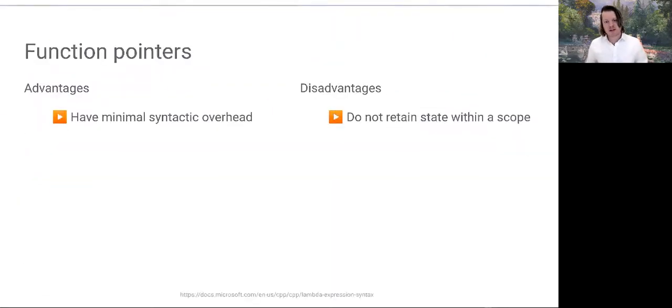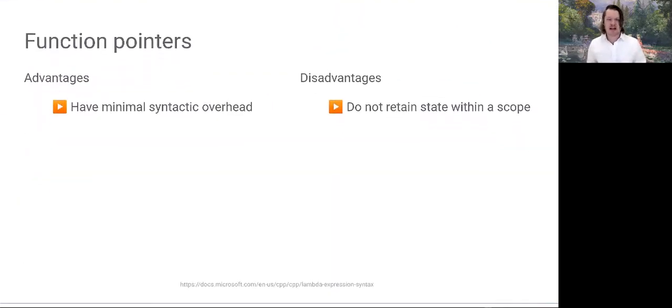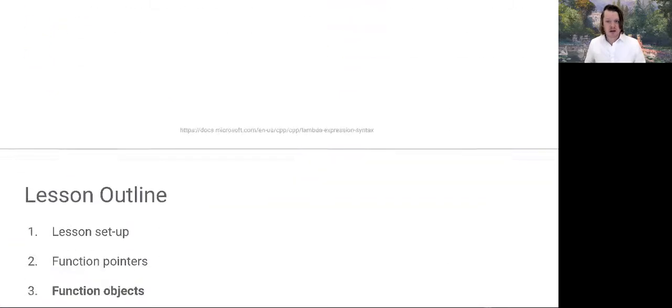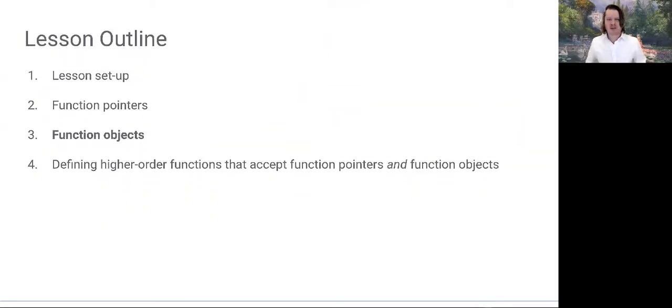So function pointers, some advantages and disadvantages. The advantage is there's minimal syntactic overhead, and we'll contrast that with function objects, which are coming up. One disadvantage is that they do not retain state within a scope, and you'll see the implications of this again when contrasted with function objects. So with all of that in mind, let's go ahead and move on to function objects, and then we'll close out today's lesson with defining higher order functions that accept function pointers and function objects.